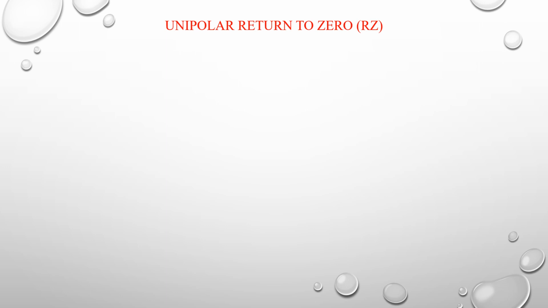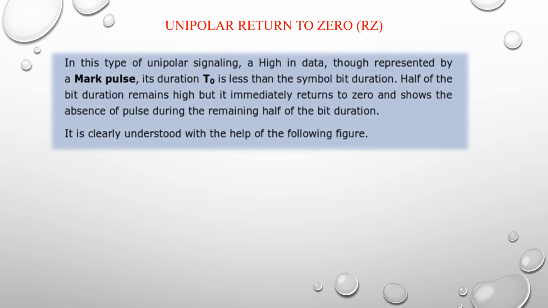Let's consider the unipolar return to zero line coding technique. In this type of unipolar signaling, a high data bit is represented by a mark pulse whose duration T0 is less than the symbol bit duration. Half of the bit duration remains high, but it immediately returns to 0, showing the absence of pulse during the remaining half of the bit duration.